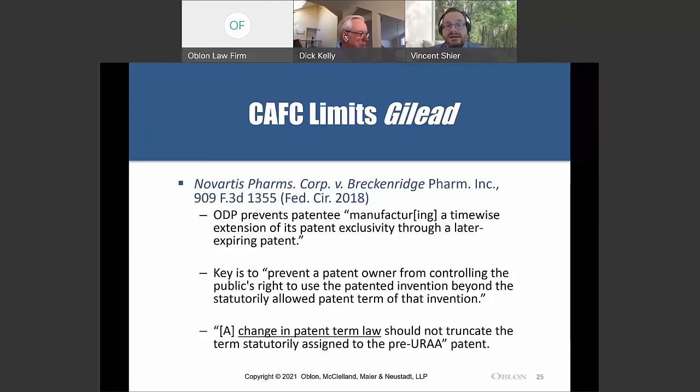And the Federal Circuit held that a change in patent term law should not truncate the term that was statutorily assigned to the pre-URAA patent, and that to require patent holders to truncate any portion of a statutorily assigned term of the pre-URAA patent that would extend beyond the term of the post-URAA patent would be entirely inconsistent with the URAA transition statute.